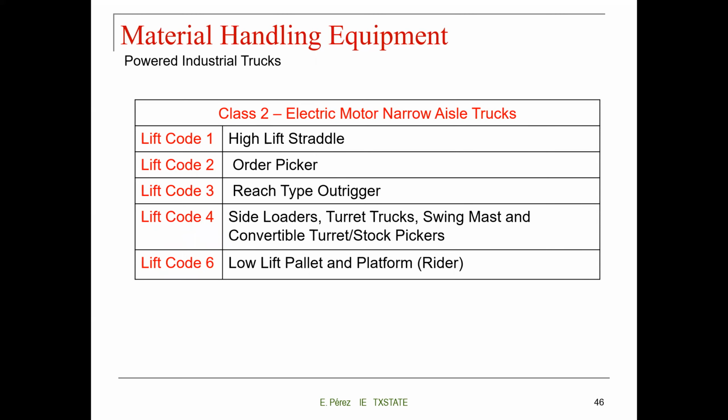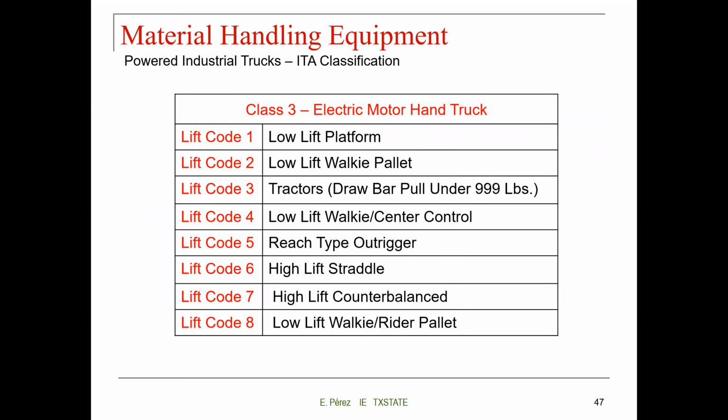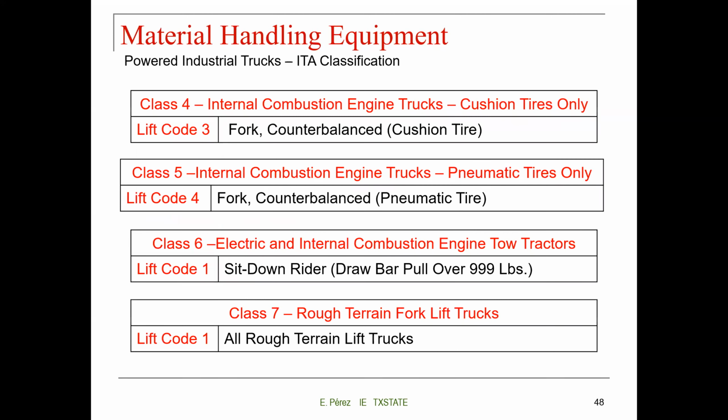This is class 2. So we have 6 lift codes for class number 2. Class number 3 has 8 codes. Class 4, we have fewer codes here, so lift code 3 for class 4. Class 5 has lift code 4. Class 6 has lift code 1. And class 7 also has lift code 1.